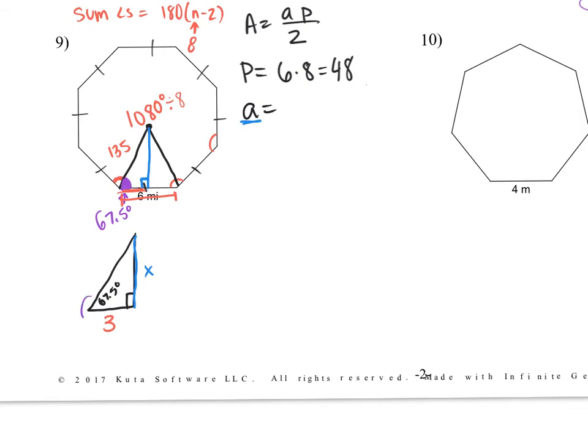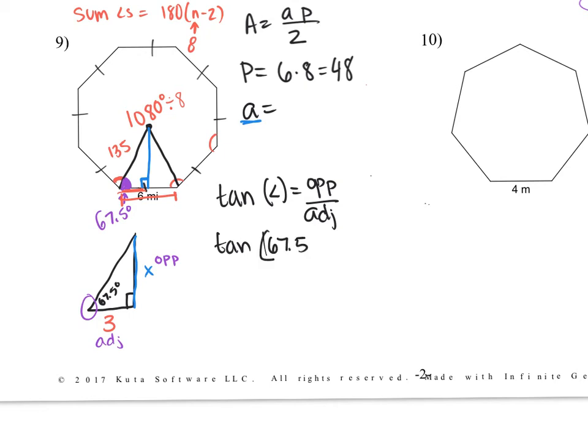So I think we can go ahead and use some trigonometry here. Again, I have my opposite and my adjacent sides, so I think that tangent would be a good option. The tangent of an angle equals the opposite side over the adjacent side. So the tangent of this angle, which is 67.5 degrees, must equal the opposite, which is x, over the adjacent, which is 3.